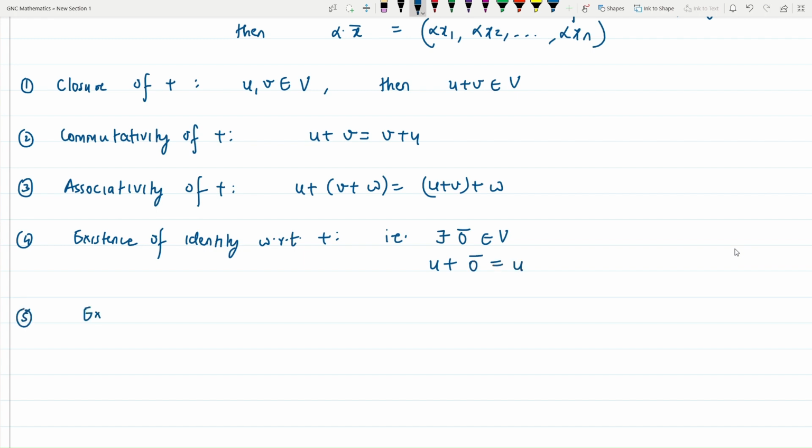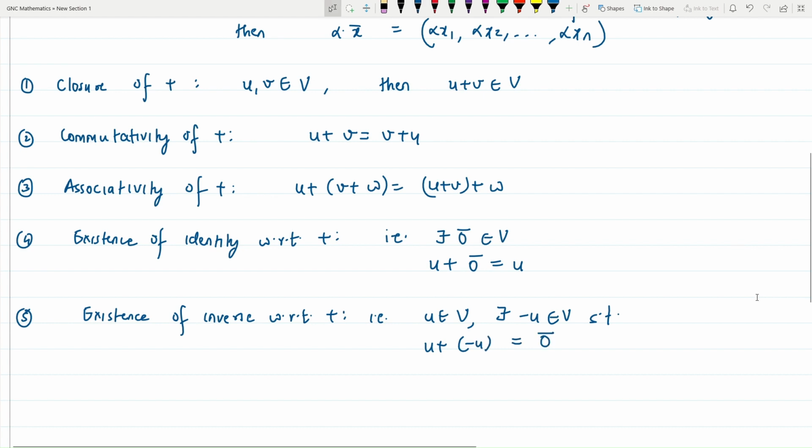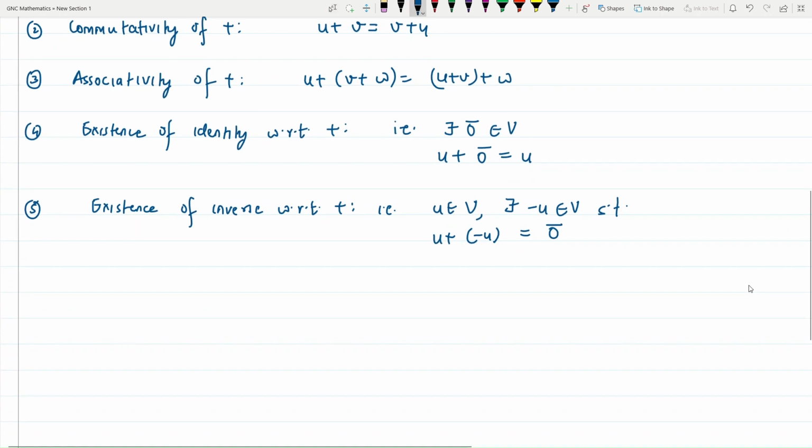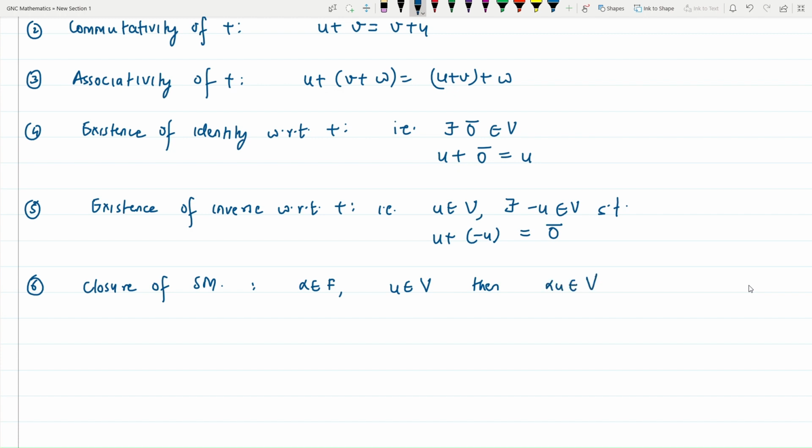And also we are looking out for inverses. That is, for any vector u in V, I should have negative u in V, so that whenever we add u and negative u, we get the additive identity. Furthermore, we look out for certain conditions based on scalar multiplication. So closure of scalar multiplication is the first condition. That means if I have a scalar alpha in the field F and a vector u in V, then alpha times u should also be contained in V.